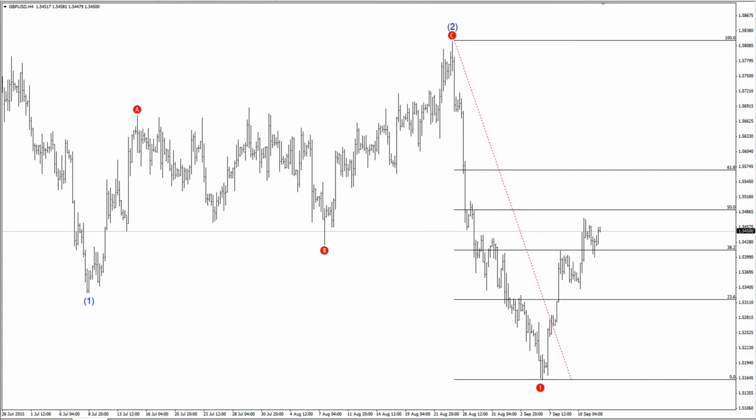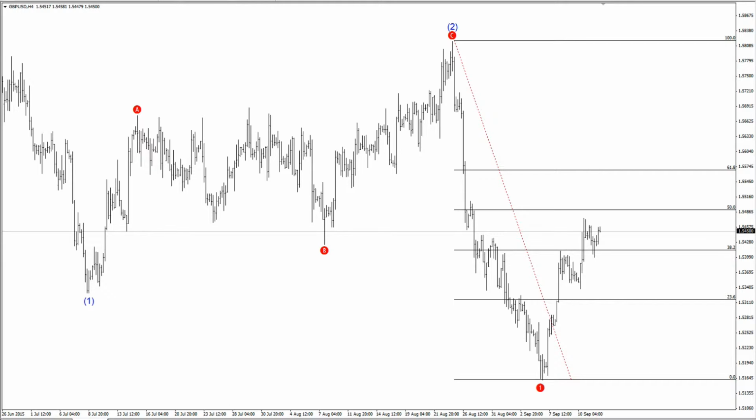Key levels on Pound Dollar are 50% Fibonacci level at 155, which is the next resistance level, and 38.2% Fibonacci retracement level is at 154.13. Those are the key levels to watch for here.